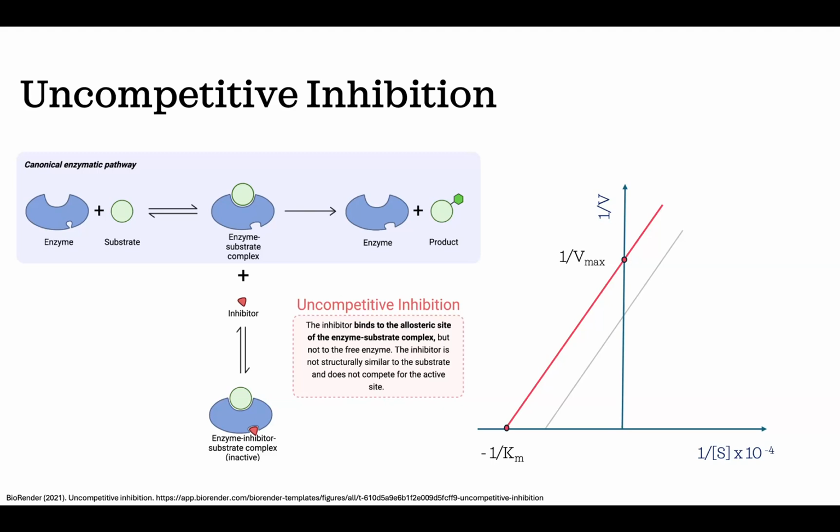So on the graph here, you can see that the line has been shifted to the left because both Km and Vmax decrease in the same proportion. The x-intercept moves to the right because Km decreases, and the y-intercept increases because Vmax decreases.